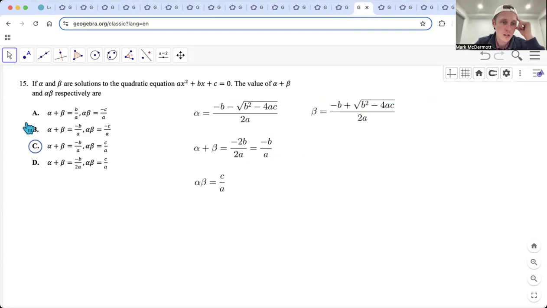So it's between b and c, it can't be a or d. And if you multiply them, you can use your calculator to multiply that by that, and you'll get c on a as your answer for that. So there's a neat question. Almost there.